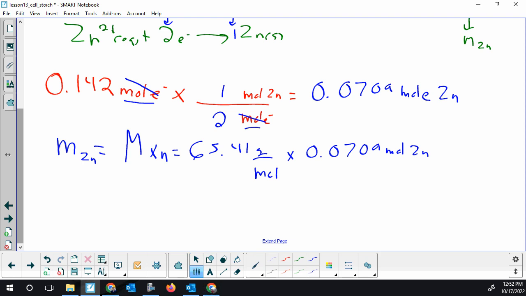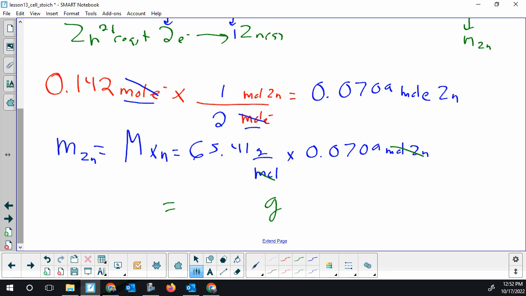Now you can do all of this continuously on your calculator, never rounding. Just leave moles of electrons, multiply by a half, multiply by molar mass. Grams will be our mass answer.